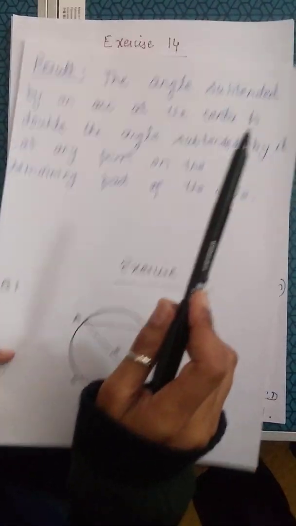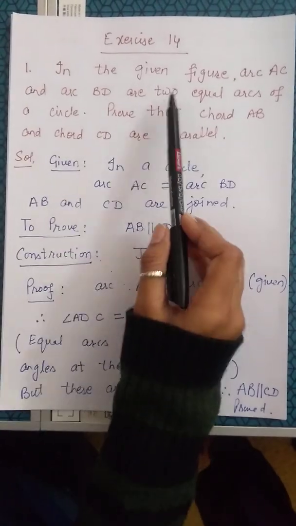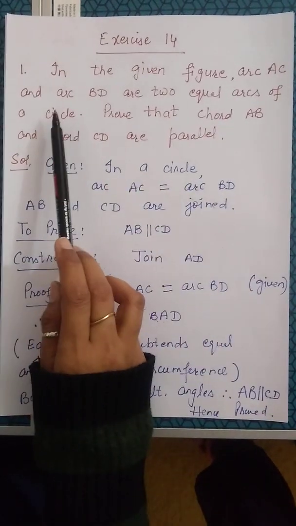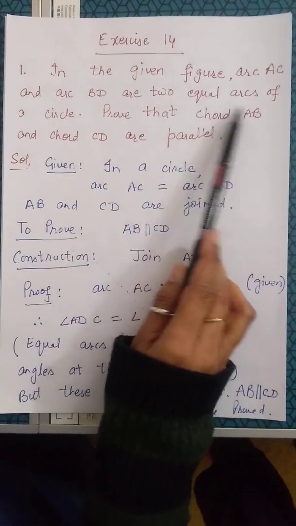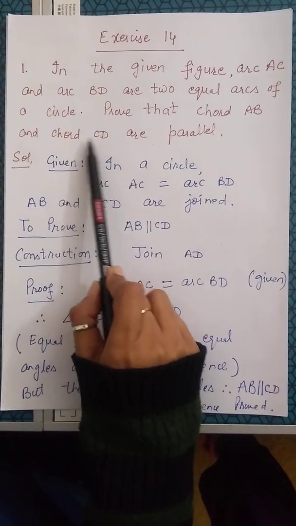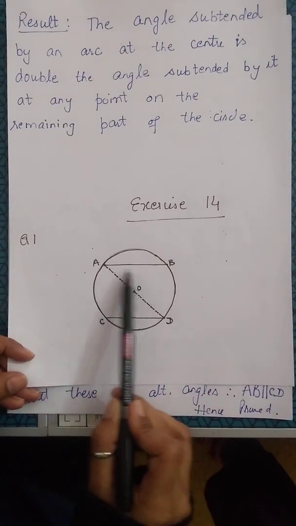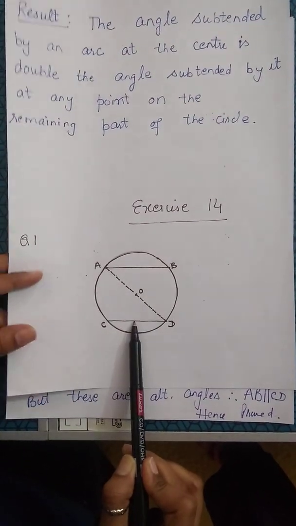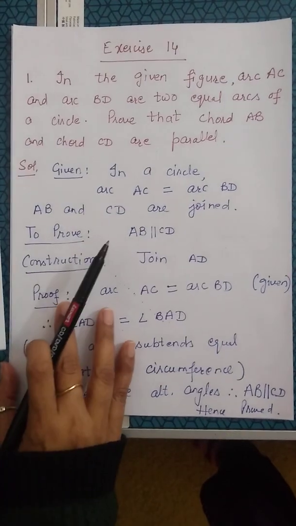Let us start with exercise 14 here. Now in the given figure, arcs AC and BD are two equal arcs of a circle. Prove that chord AB and chord CD are parallel. Now this is the figure which is given to us. AB and CD are the chords given to us.